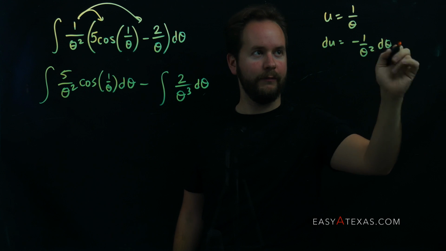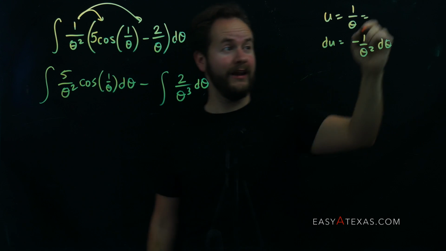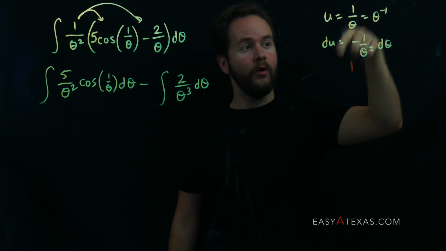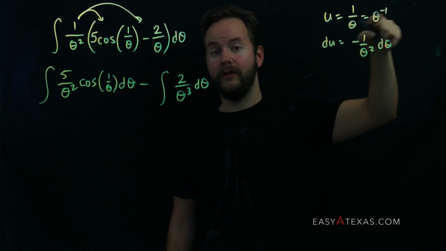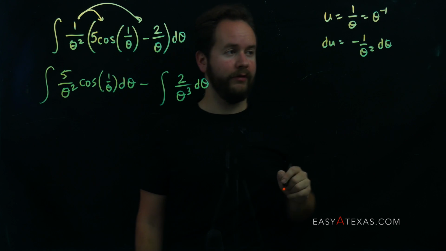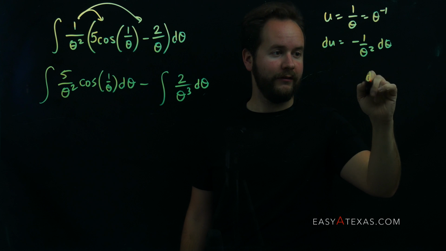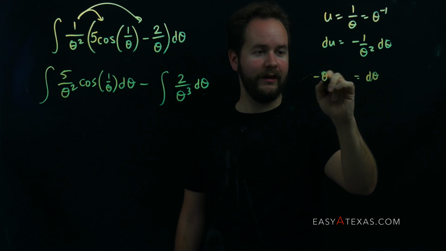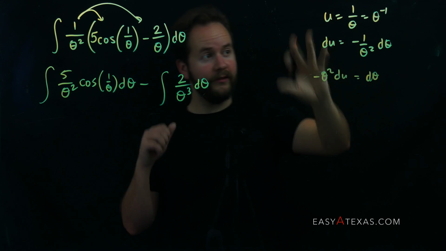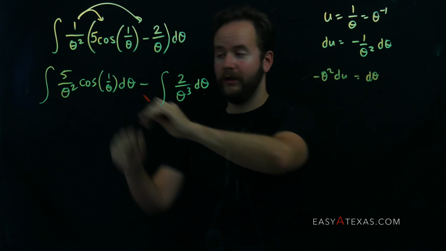I got that really quickly, but if you're just curious at home wondering how I did that, I rewrote this as theta to the negative 1. When I take the derivative, the negative 1 comes down in front, and the new power is negative 2, so I get negative 1 over theta squared. I'm going to go ahead and solve for d theta, so that gives me d theta equals negative theta squared du.